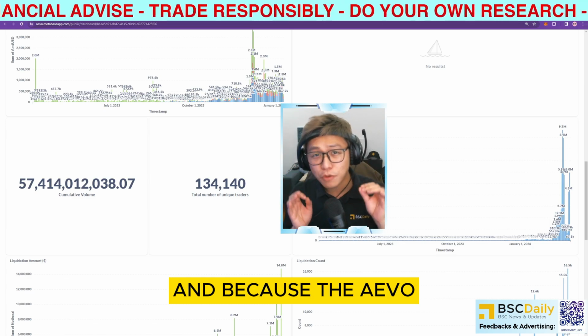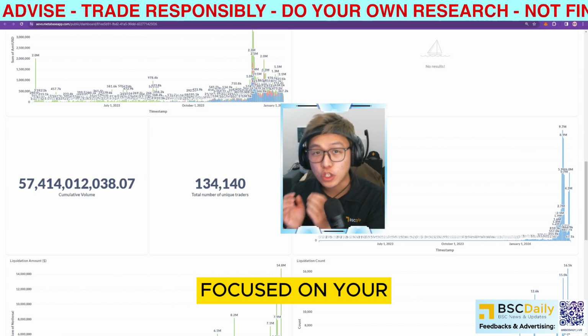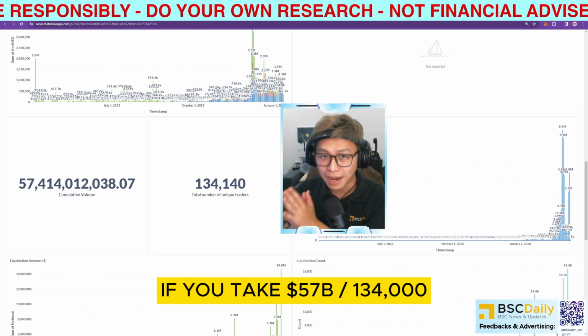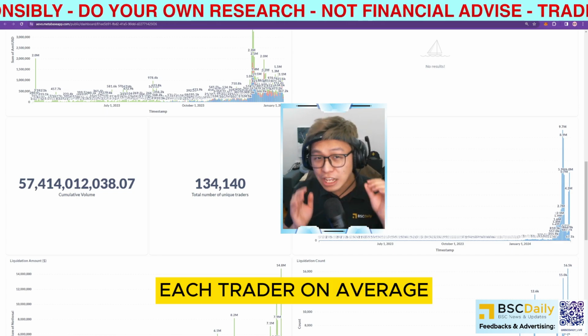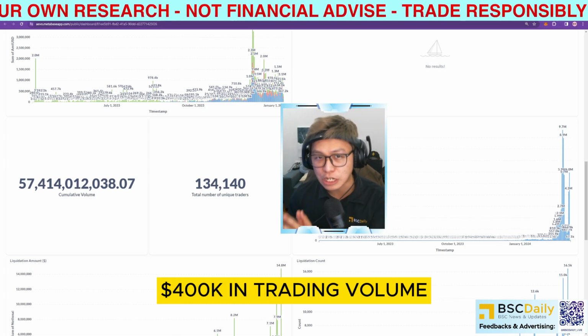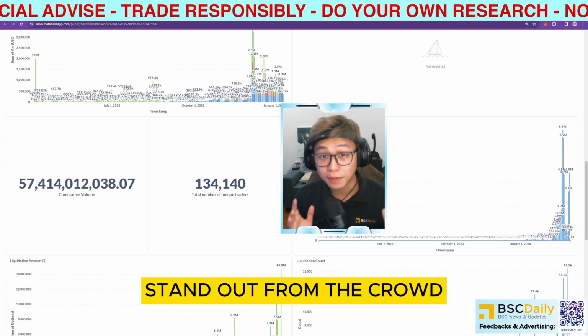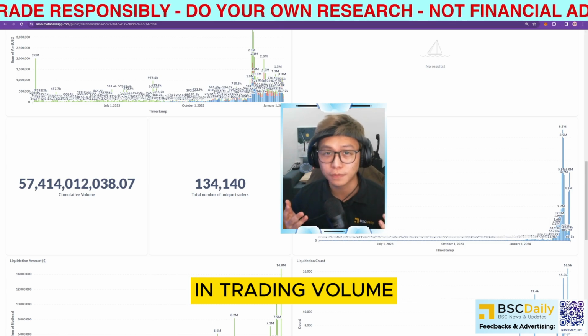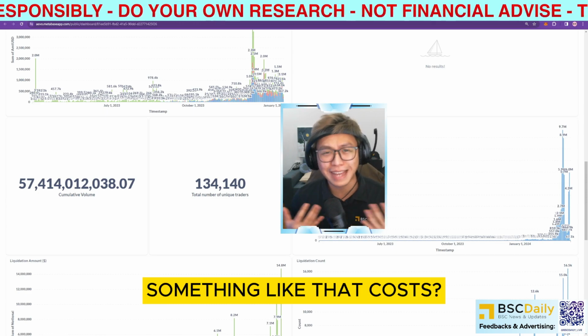And because the Aevo airdrop is heavily focused on your total trading volume, if you take 57 billion divided by 134,000, each trader on average is doing about $400,000 in trading volume. So if you want to stand out from the crowd, you need to have more than $400,000 in trading volume. Now, how much would something like that cost?